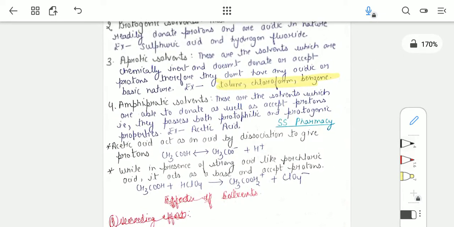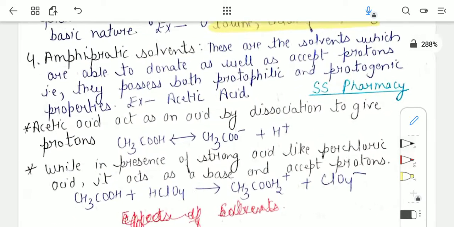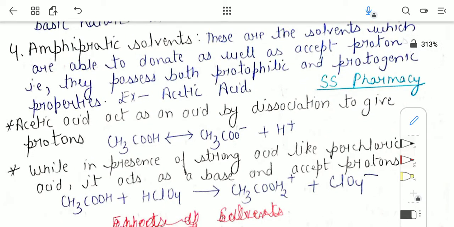We talked about non-aqueous titrations, and then we talked about the solvents used in non-aqueous titration.